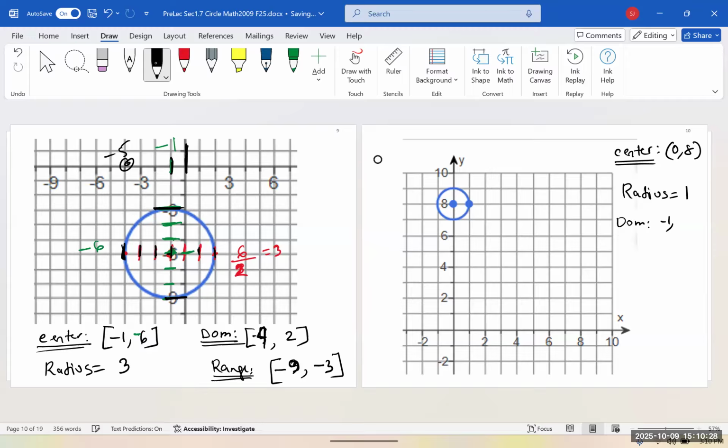-1 to 1. And boundary? Parenthesis or bracket? Bracket. And how about the range? 7 to 9. Perfect. From 0 to 8, if you go 1 unit up, it's 9. 1 unit down is 7. From here, if you go 1 unit left, it's -1. 1 unit right is positive 1.